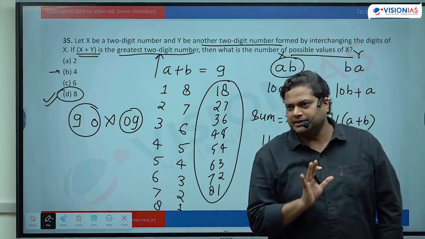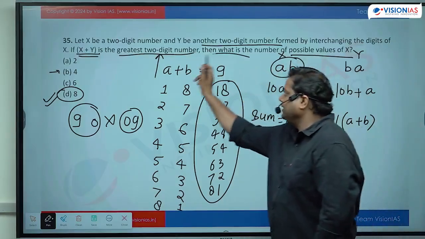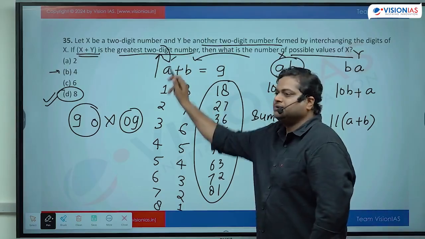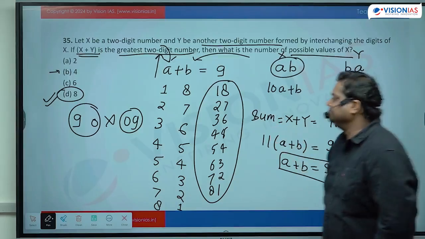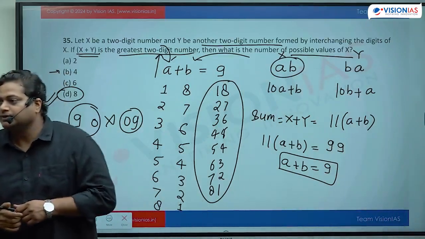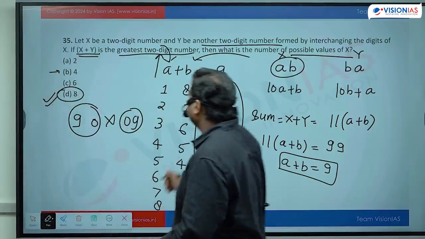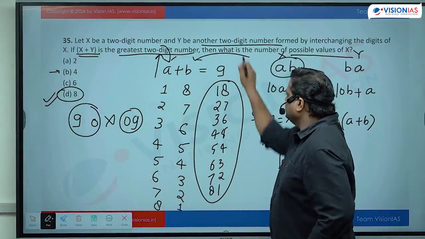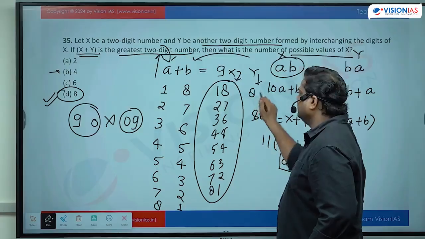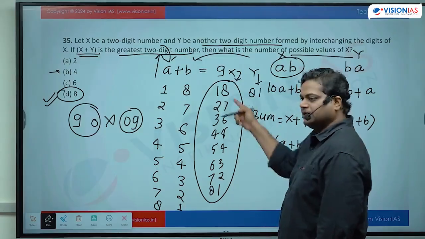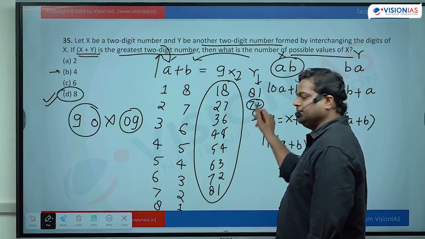So this type of question we have done. This way only they can ask questions. They will twist it a little here and there. Basically we need to find out what will be the possible values of A and B. We know that the possibility is only 0 to 9. We can get the answer. This is x. Y will be reversing the digits: 81, then 72. These will be the values of y.